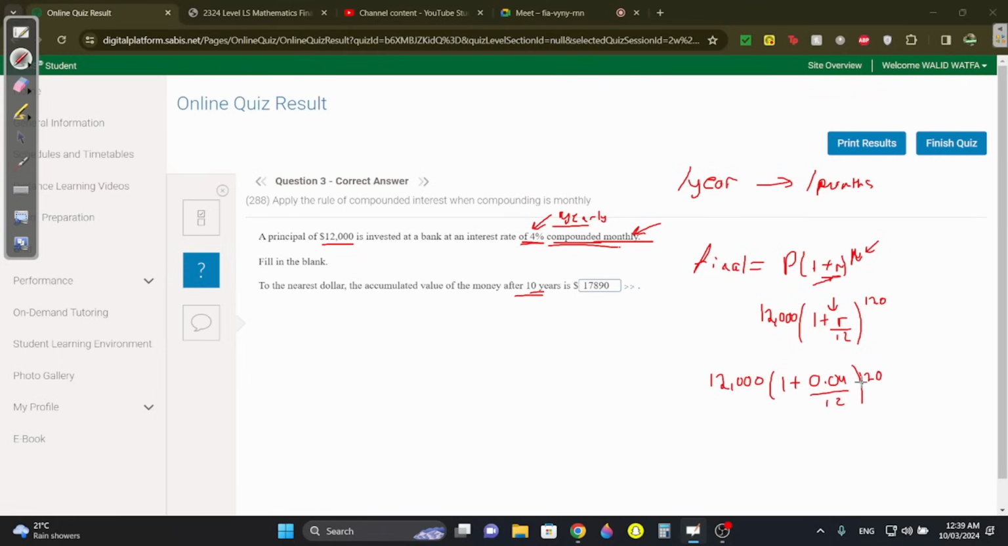And let me do this on my calculator and make sure it's correct, because I have a feeling I did something wrong. 12,000 times (1 plus 0.04 over 12) to the power of 120. Yeah, no, it's correct. You get 17889.99, which is the same. I just rounded to 17890.